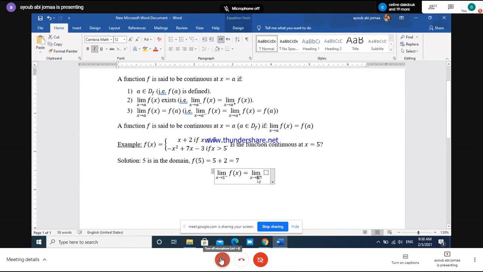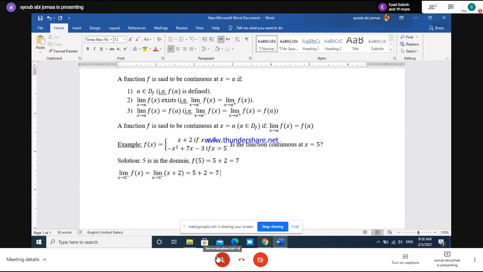Because here x approaches 5 minus, so x is smaller than 5. X is less than 5. So you consider the first one. It is the limit of x plus 2, which is equal to, replacing x by 5, 5 plus 2, which is equal to 7. So the limit from the left is equal to 7.